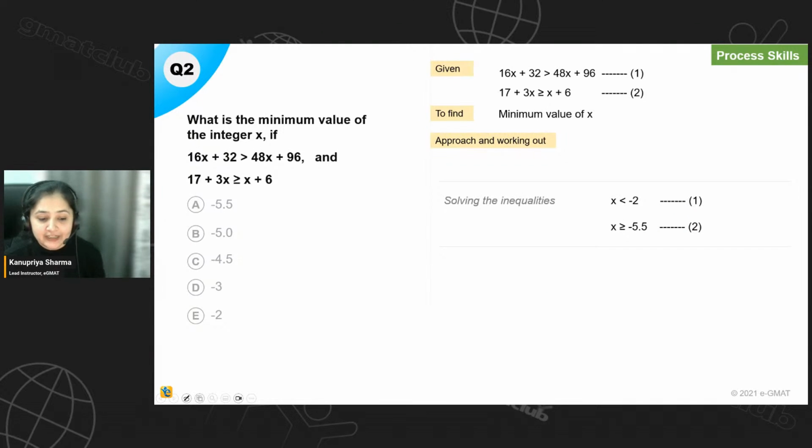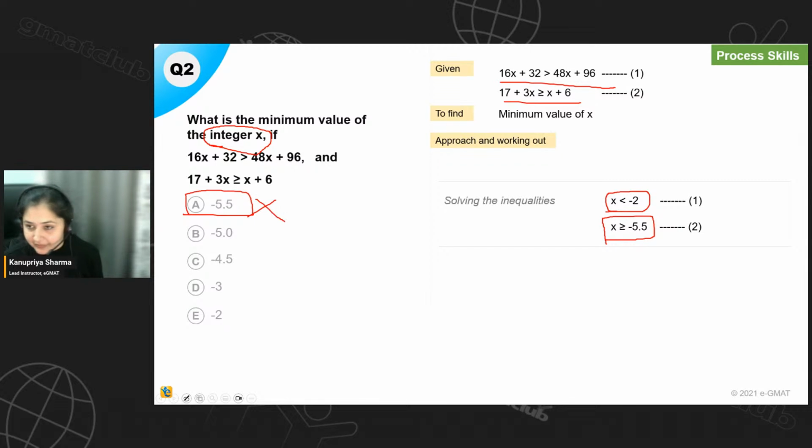So here we have to find the minimum value of the integer x if we have been given these two inequalities. We can solve these two, and from the first one we get x is less than -2, and from the second one we get x is greater than or equal to -5.5. Yes, Arshdeep. So the minimum value for x can be -5.5, and therefore, if you do not notice that x has to be an integer, then you are likely to select choice A, which is a trap choice. All right, the correct answer here is choice B.